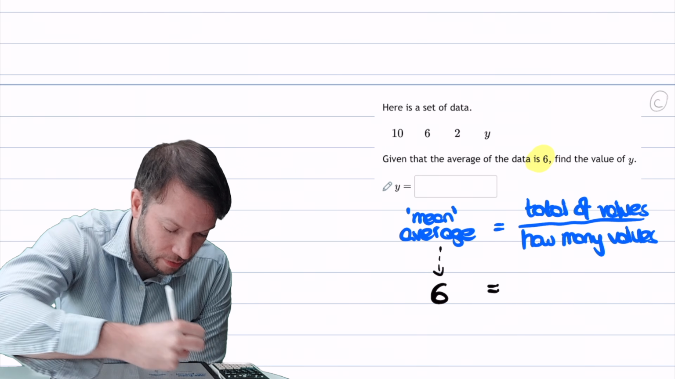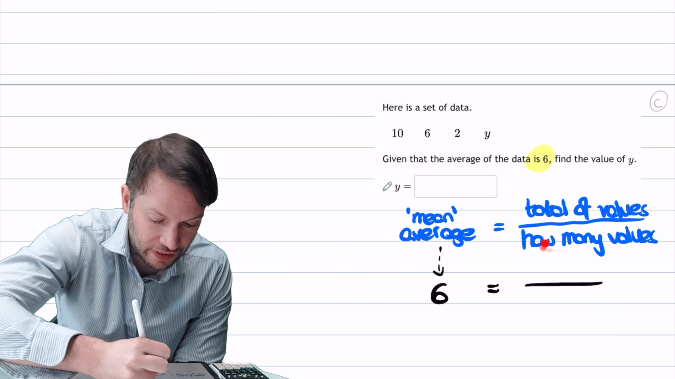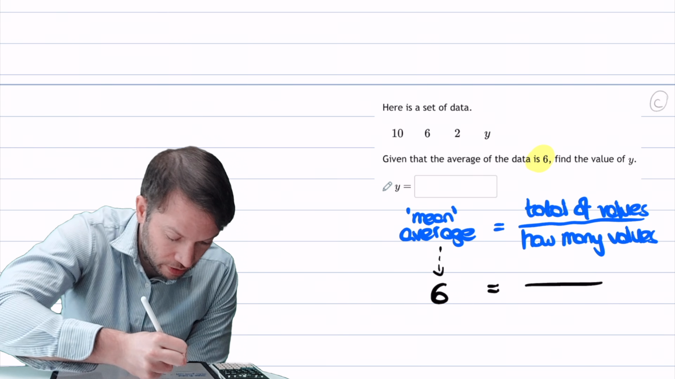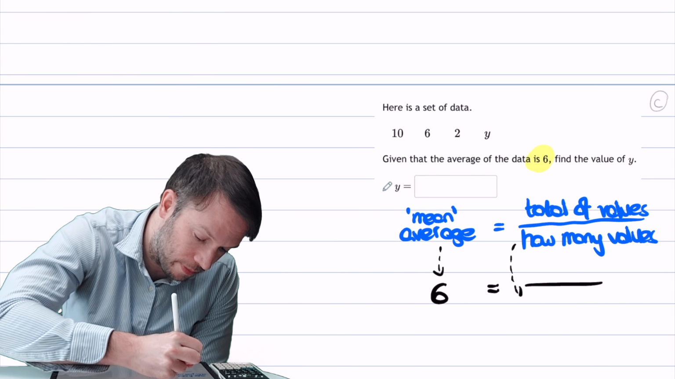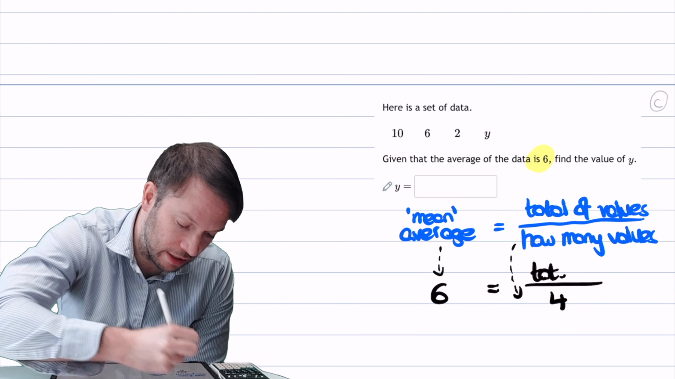What else do we know? Well, we know how many values there are. You can see there's 1, 2, 3, 4 values. So we know that this is 4. And we want to know what the total of all the values is.